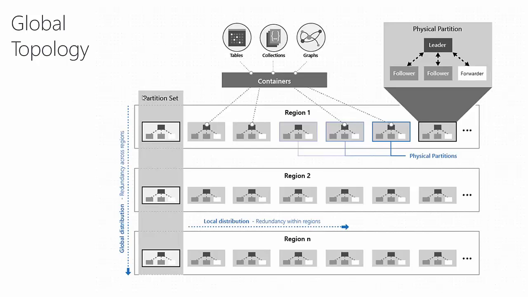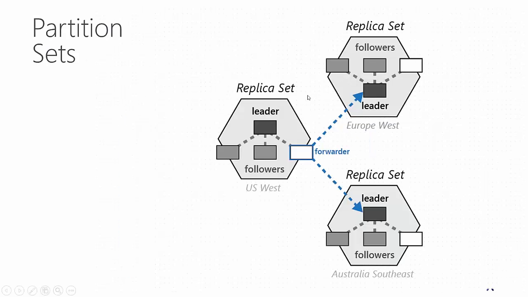That's really interesting. And then we have this other concept here marked in gray called the partition set. The partition set is basically the set of these clusters that communicate with each other across the different regions to maintain themselves in sync. Okay, so if I go back here, we can see here in detail what these partition sets do around the world, right? For example, the top replica set here, remember that concept, leader, followers, forwarder. Top one is in Europe West, the side one is in US West, and the bottom one is in Australia Southeast.